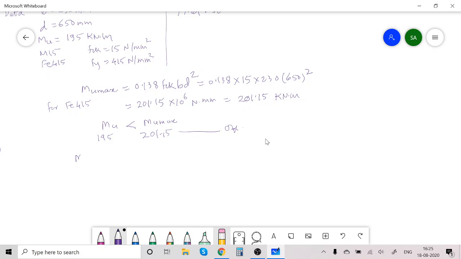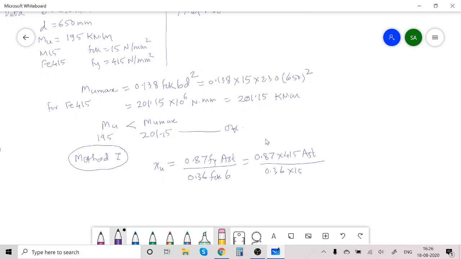Now again I will solve this problem by method 1. In method 1, we calculate XU in terms of AST: XU is equal to 0.87 Fy AST upon 0.36 FCK B. So this is equal to 0.87 into 415, AST is not known, divided by 0.36, FCK is 15 and value of B is 230. So from this XU is equal to 0.29 AST. So we got the value of XU in terms of AST.